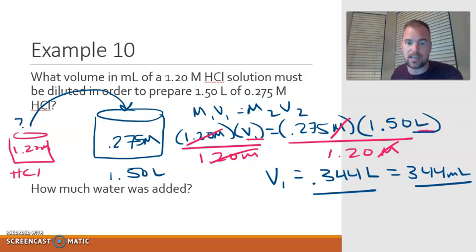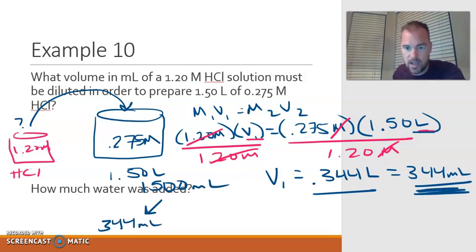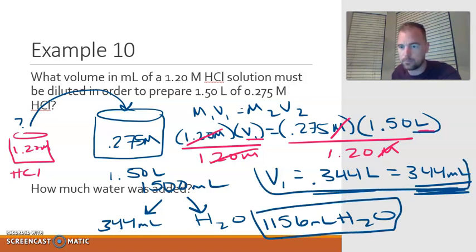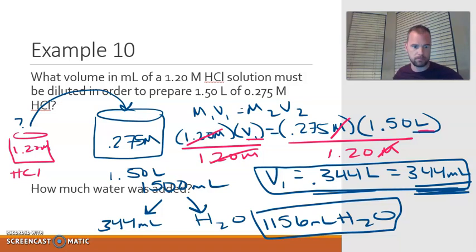Now the second question is asking how much water did you add? Well, think about it. The solution you ended up making was 1.50 liters, which is the same thing as 1,500 milliliters. Of that 1,500 milliliters, 344 of it is the acid, so the remaining amount must have been the water that you added. To solve for how much water was added, I take 1,500 minus 344, and I end up getting that I must have added 1,156 milliliters of H2O. That was the amount of water that I added. All right, and so that would be an example of a dilution problem. We have just a little bit left of this section, so we'll see you in the next video.